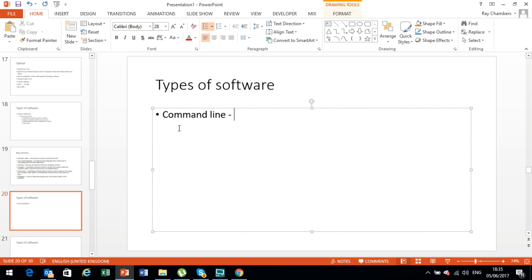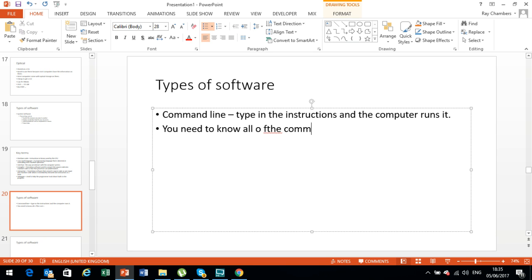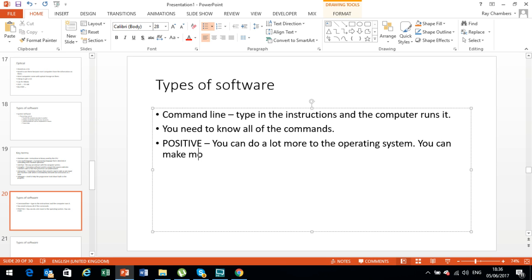Command line. Command line is an input where you type in the instructions and the computer runs it. The problem is that you need to know all of the commands. The other thing is that it's actually a positive: you can do a lot more to the operating system, and make more changes to security settings.